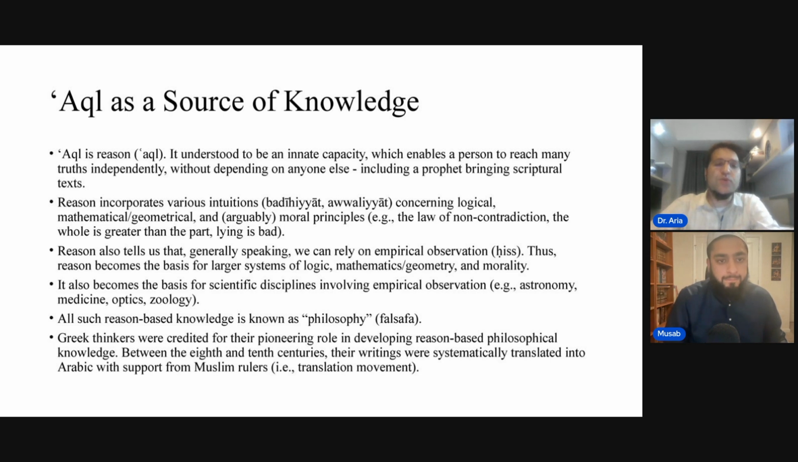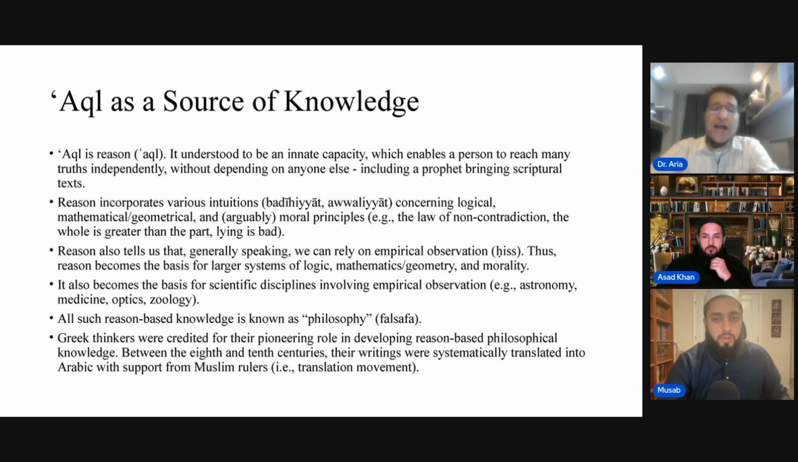Some of them are intuitions about logical or mathematical or moral principles. So, for instance, rationally, we just feel that it's compelling that the law of contradiction is valid. So no one can say that both there's an elephant in this room and there's not an elephant in this room at the same time. It doesn't make sense. These are contradictory statements. This is something that we know on the basis of reason. There's a rational intuition. We know that the whole is greater than the part.